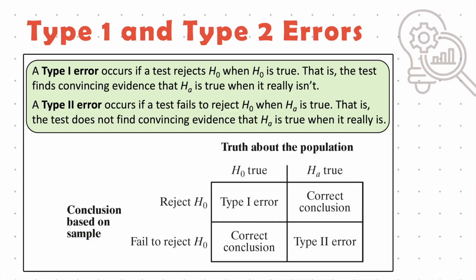A type 1 error occurs if a test rejects the null when the null really is true. That is, that the test finds convincing evidence for the alternative, but that alternative is not really true. The type 2 errors happen when we fail to reject the null hypothesis, but the alternative is true. That would mean that we do not find convincing evidence for the alternative, but in reality, the alternative really is true.